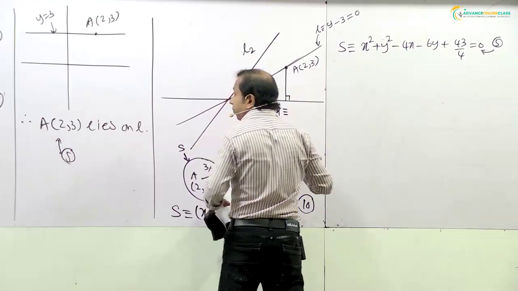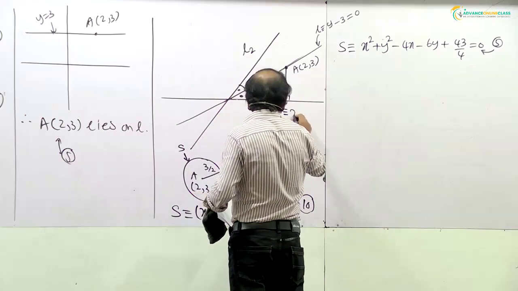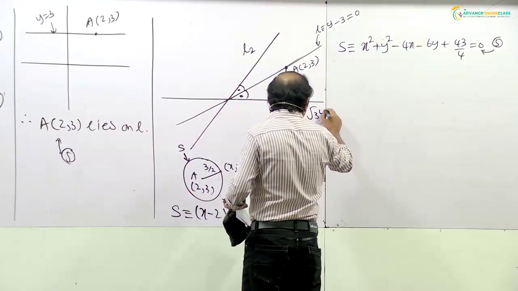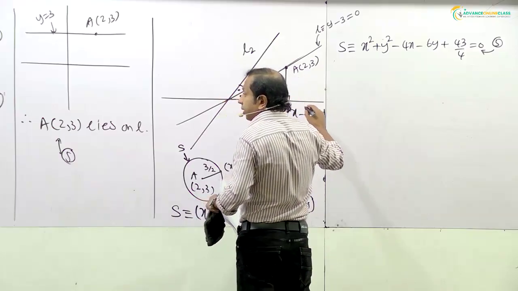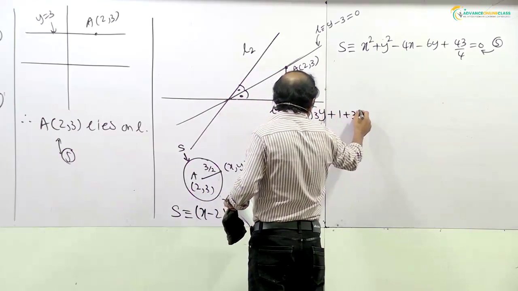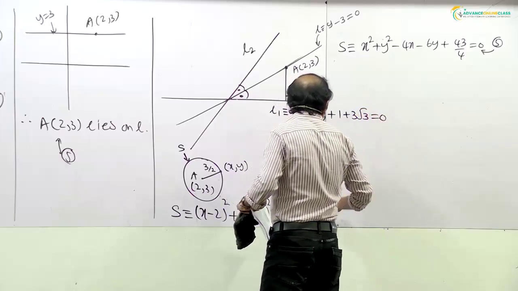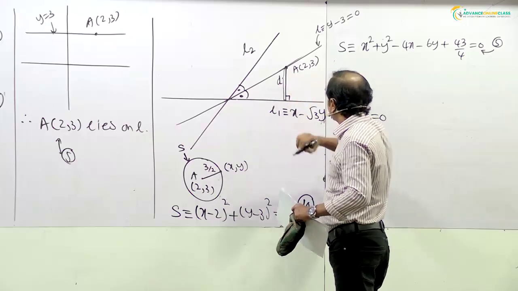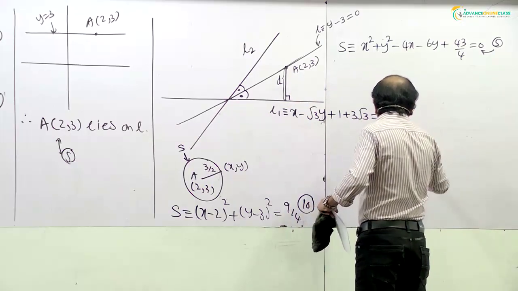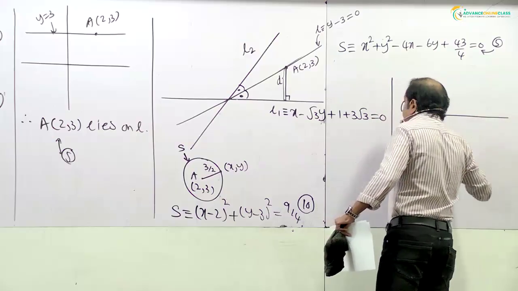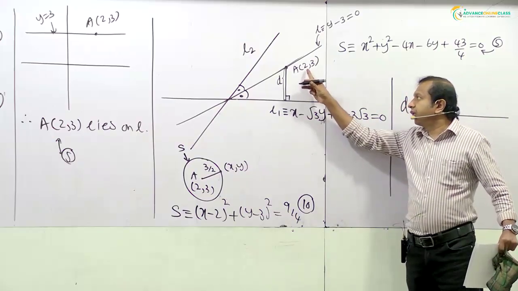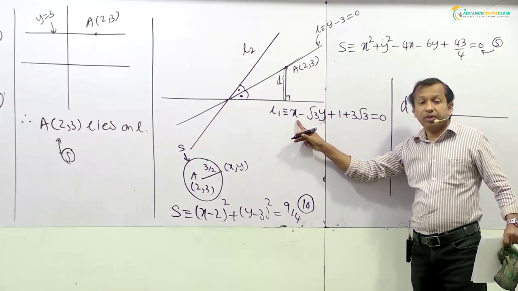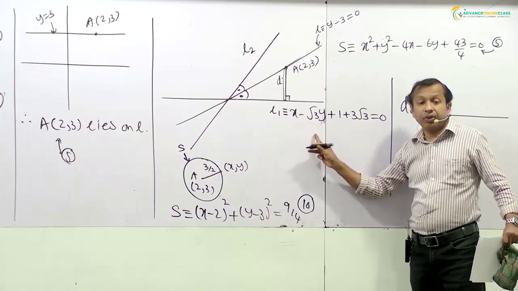L1 equation we know. L1 equation is x minus root 3 y plus 1 plus 3 root 3 equals 0. Right. What is the perpendicular distance? If I take this to be D, tell me what is D? What is the formula for the perpendicular distance? Substitute the x and y coordinates for x and y here, and divide by what? Square root of x coefficient squared plus y coefficient squared.